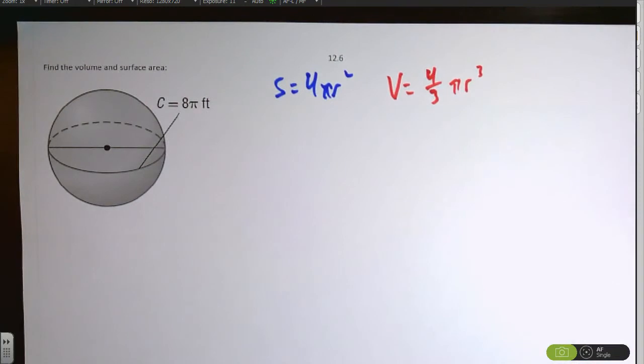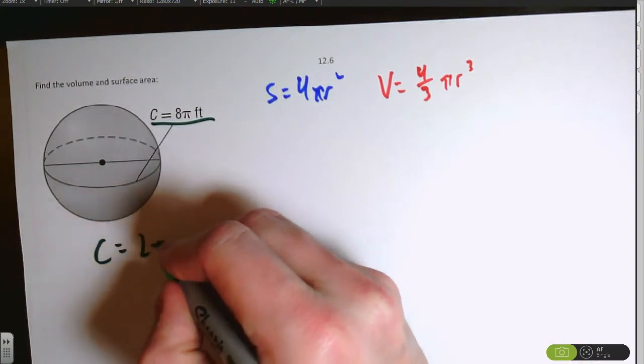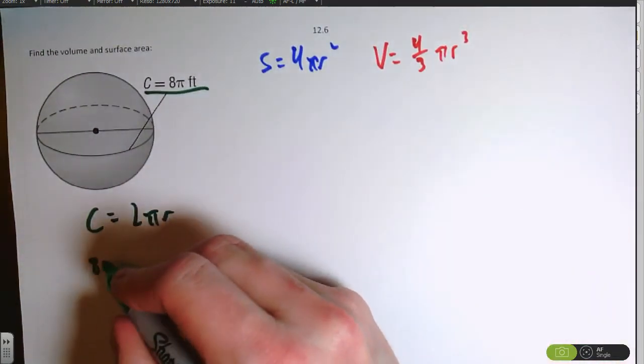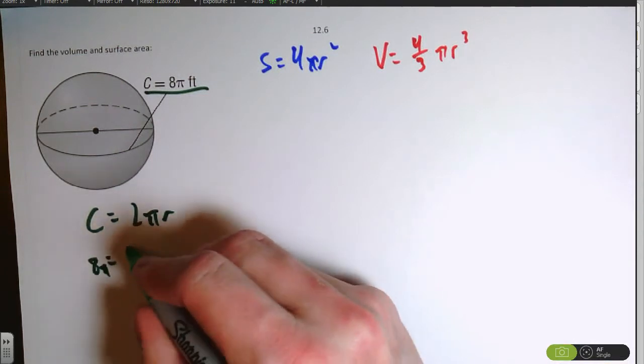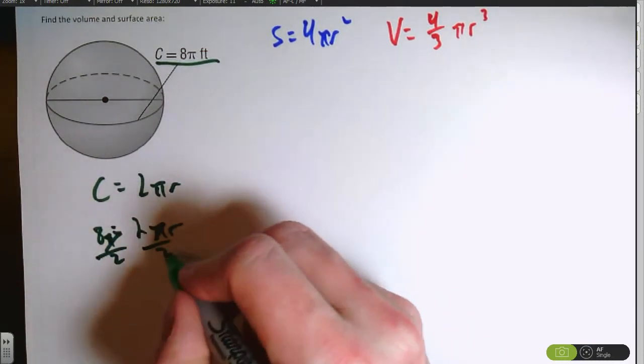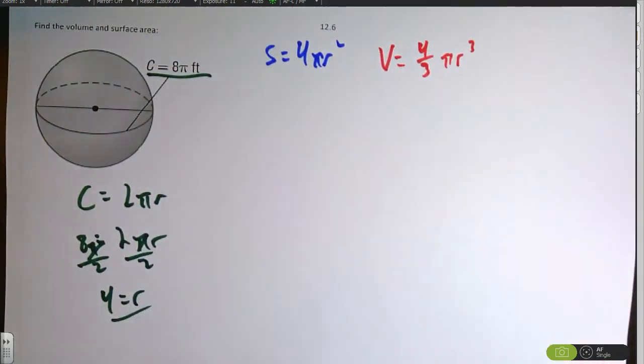In order for us to do that, we have to recognize that I have the circumference. And circumference is 2 pi r, or pi d, but I didn't have to divide by 2. Doesn't matter either way. So 8 pi equals 2 pi r. I cancel off the pi's. I divide by 2. 4 is the radius. Okay, so great. We're good.